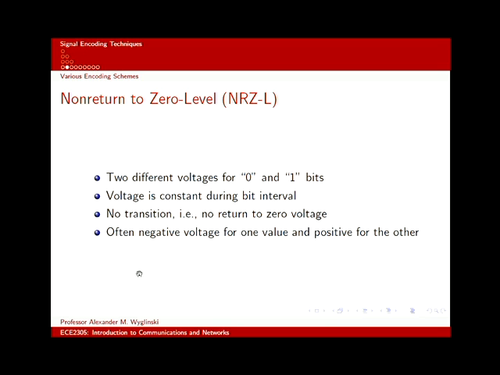So let's look at non-return to zero level. Okay. So what is non-return to zero level? What you've got is you've got two different voltages for the 0 and 1 bits that represent these two bits. And the voltage is constant during the bit interval, and there's no transition that happens during that interval. What that means is that you do not return to the 0 voltage level during that time. And so what ends up happening is you either have a negative voltage for one value and a positive for another. So let's draw that.